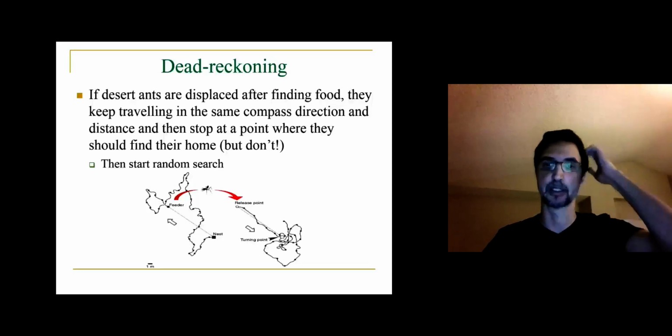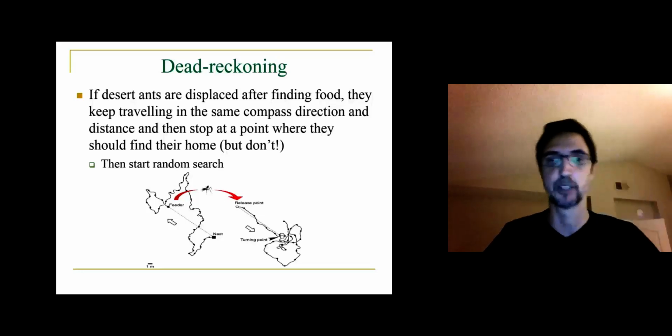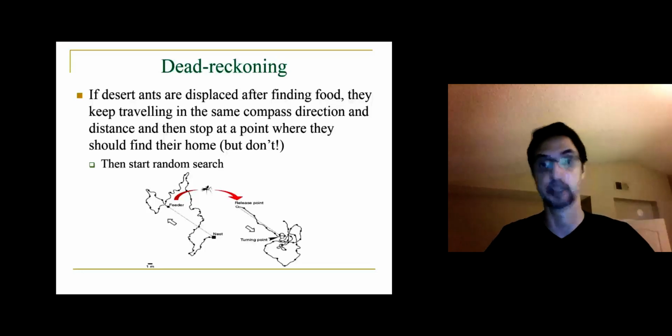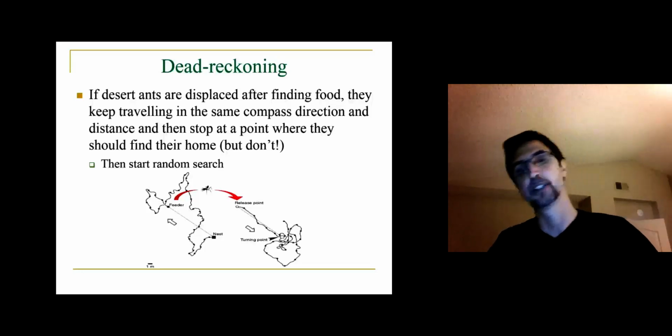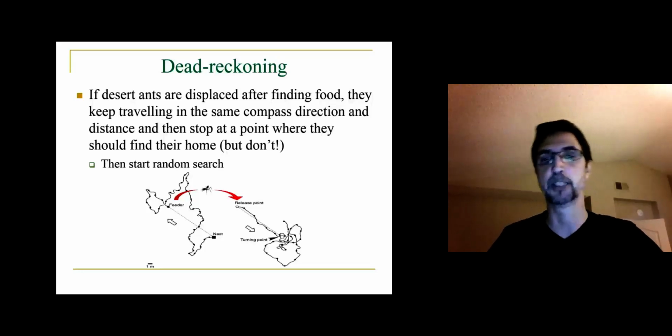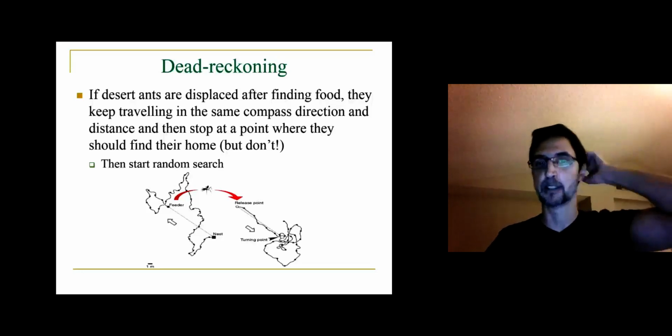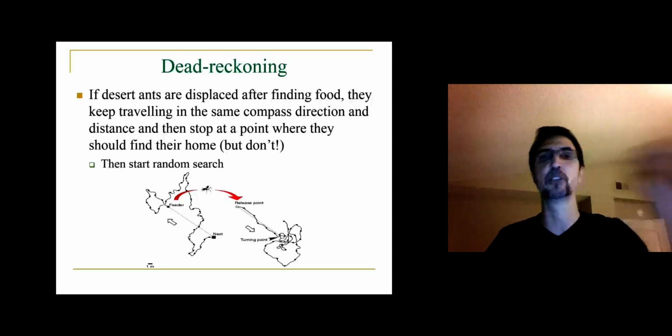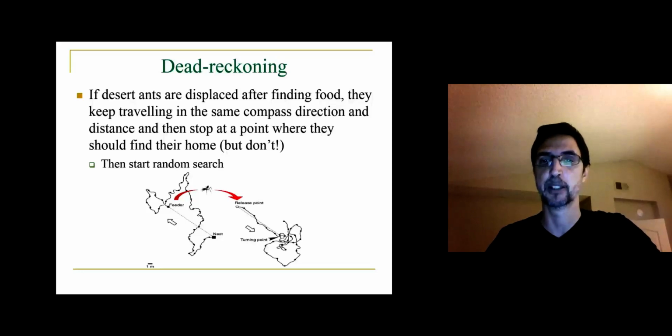Right? And you can see this in this figure. So in this one, on the left hand side, they leave the nest, they travel a circuitous path to a feeder, then they're displaced and put on a release point, and you can see they make a beeline at a certain angle and distance, and then when they get to where their nest would have been, you can see that they appear confused and start to walk around doing a random search.